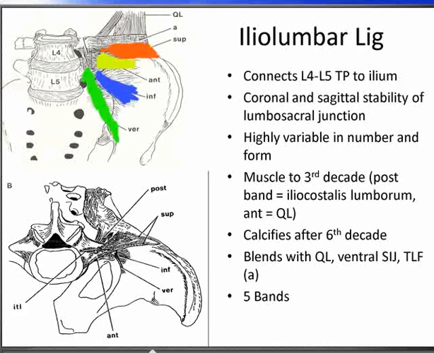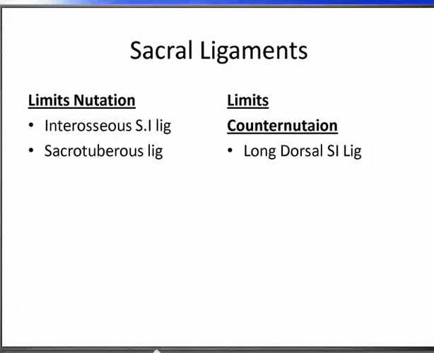Clinically, this ligament can become damaged, and it's not often that this ligament becomes damaged. Typically, the types of scenario where this ligament would be compromised would be with a motor vehicle accident, and usually it's a side impact motor vehicle accident where there's a lot of coronal type of forces that are translated to the spine, and in particular the lumbosacral junction. All right, to summarize the sacral ligaments, we have 2 that limit nutation, interosseous sacroiliac joint ligament and the sacrotuberous ligament, and 1 that limits counternutation, which is the long dorsal sacroiliac ligament.